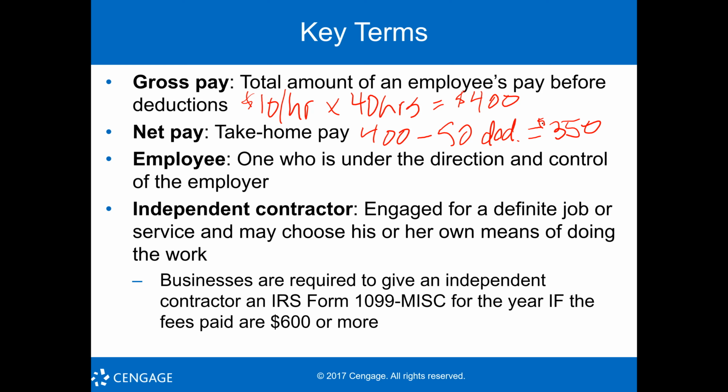The employer pays unemployment on the employee, so on and so forth. An independent contractor is someone who is hired to do a particular job, but doesn't necessarily work for the organization. So an independent contractor is essentially self-employed. An independent contractor works for his or herself.